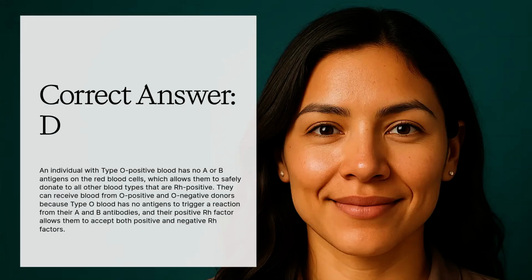Rationale. Correct answer, D. An individual with type O positive blood has no A or B antigens on the red blood cells, which allows them to safely donate to all other blood types that are Rh positive. They can receive blood from O positive and O negative donors because type O blood has no antigens to trigger a reaction from their A and B antibodies, and their positive Rh factor allows them to accept both positive and negative Rh factors.